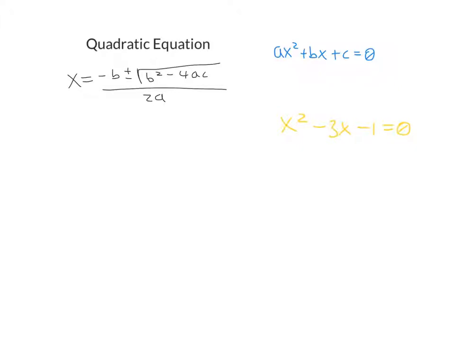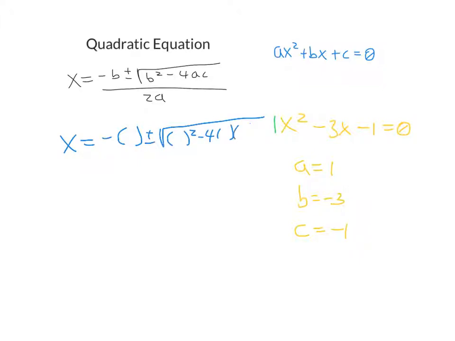All right, so first thing to do, get clear about what is your A, what is your B, and what is your C. So A is the invisible 1 that's in front of the x squared. And then we have B, which is a negative 3. And then we have C, which is a negative 1. Okay, so then I go in here and I fill in the structure. B squared minus 4AC all over 2A.